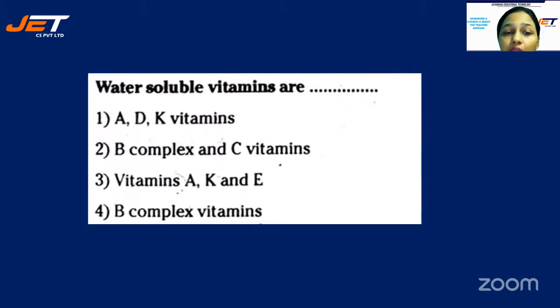Next question. Water soluble vitamins are? Your options are: A, D, K; vitamins B complex and C; vitamins A, K and E; or B complex vitamins. Which vitamins are water soluble vitamins?